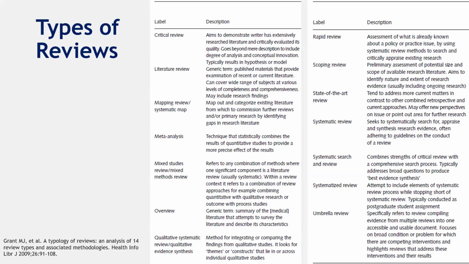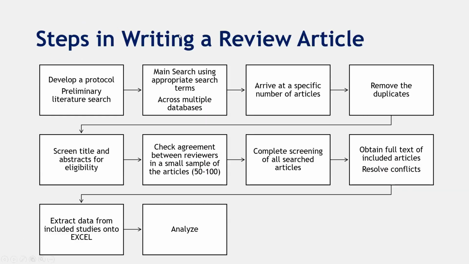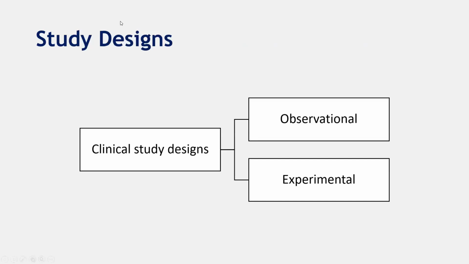Now, how many types of review articles are there? There are so many types of review articles. For example, there was an article written on types of review articles. There are 14 types of review articles. But here we'll be mainly discussing scoping or systematic reviews. So these are the various steps that we follow when we want to go through the process of writing a review article. Before we go on to that, let us understand original articles are mainly of two types.